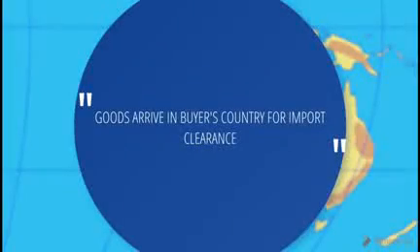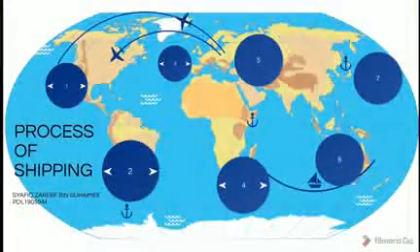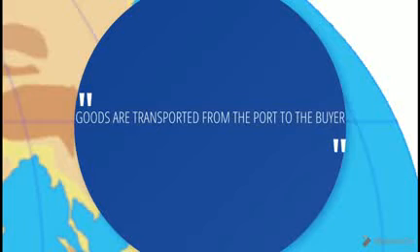Next, goods arrive in the buyer's country for import clearance. Once the buyer's goods arrive in the country of destination, the goods undergo import clearance at customs. Okay, lastly, goods are transported from the port to the buyer. Once the goods pass through customs and are good to go, they will then be delivered to the buyer or agreed delivery point. Once again, the Incoterm on the shipment will determine who arranges this, which is the buyer or supplier.